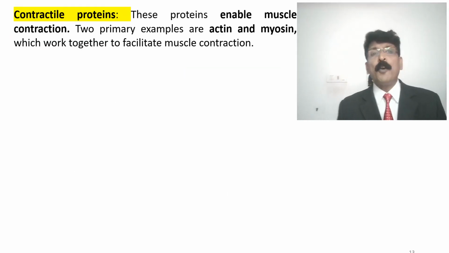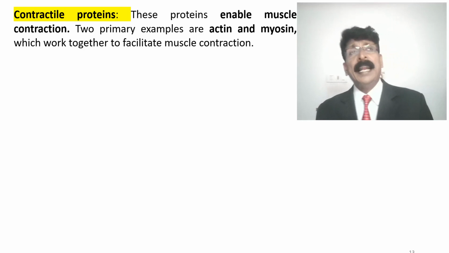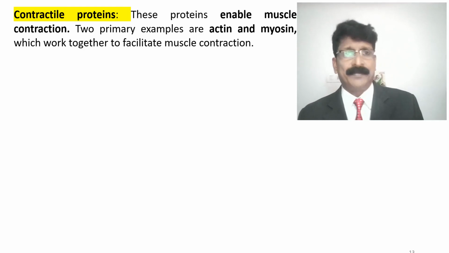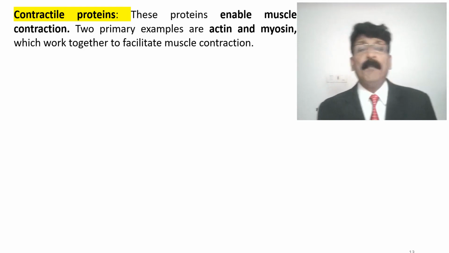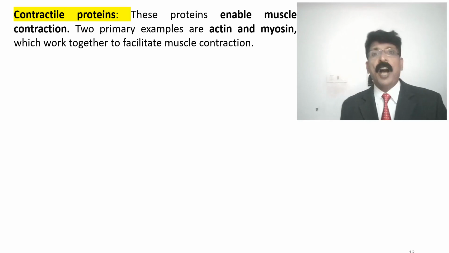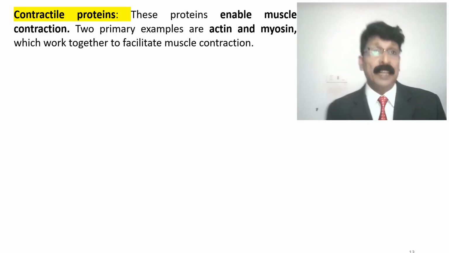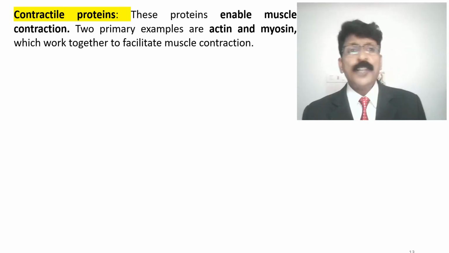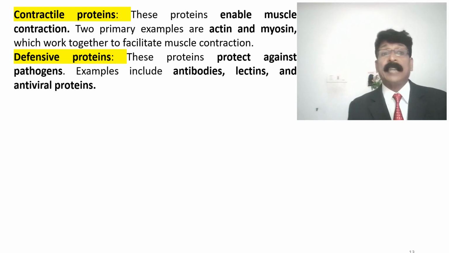Contractile proteins. These proteins enable muscle contraction. Two primary examples are actin and myosin, which work together to facilitate muscle contraction.